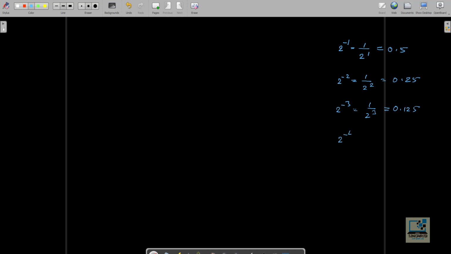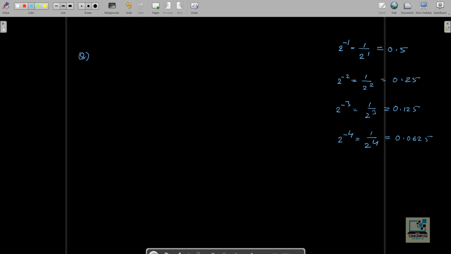Similarly, 2 to the power minus 4 is 1 by 2 to the power 4, which is 1 by 16, and 1 by 16 is 0.0625. So if you remember these converted values, then it will be easy for you to calculate. So let us take an example here.